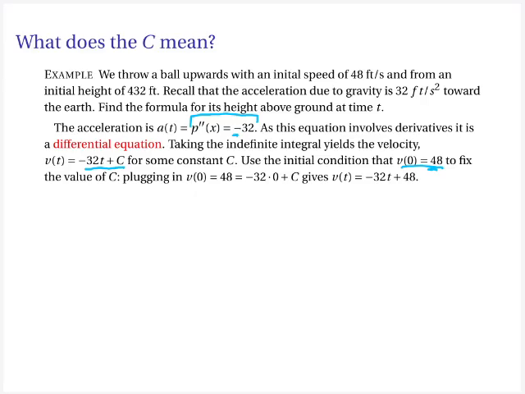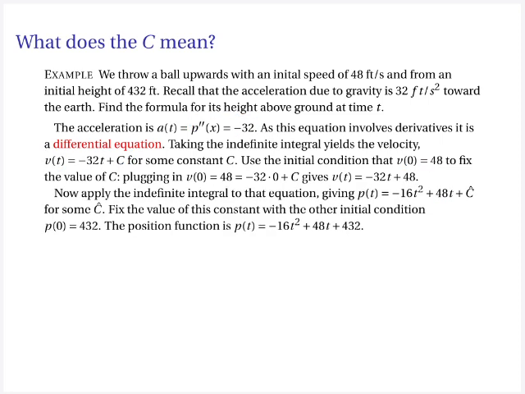If you plug in 0 to both sides of this equation, you get V of 0, which we know is 48, is equal to minus 32 times 0 plus C. So V of 0 equals C. So in other words, V of t is minus 32t plus 48. So capital C means 48 in this problem. It has a meaning. It's not just some formality. I'm going to emphasize that by doing it again.